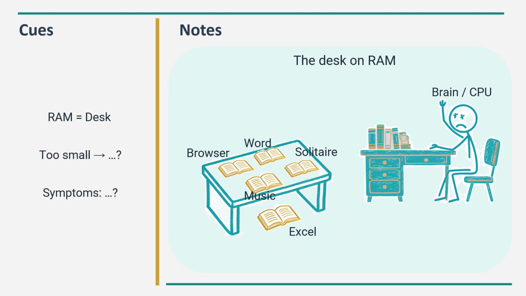RAM works exactly this way. It holds the program and data you're currently busy with. If there's too little RAM, your computer spends time swapping things in and out, and everything slows down or freezes.